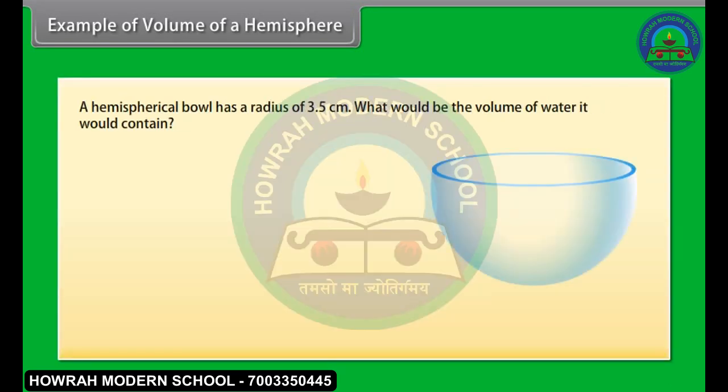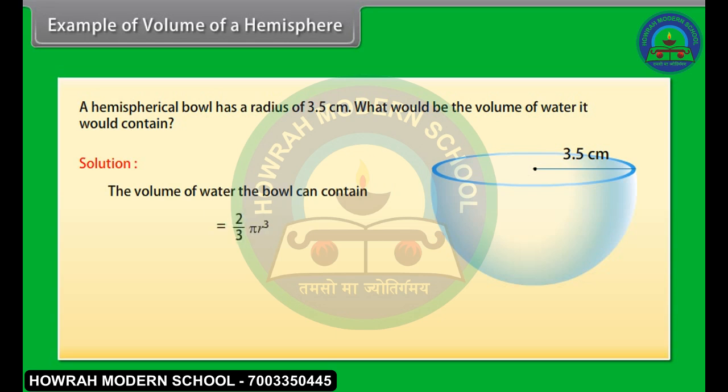Example of volume of a hemisphere. A hemispherical bowl has a radius of 3.5 cm. What would be the volume of water it would contain? Solution. The volume of water the bowl can contain is 2 upon 3 pi r cube, which equals 2 upon 3 into 22 upon 7 into 3.5 into 3.5 into 3.5 cm³, which is equal to 89.8 cm³.